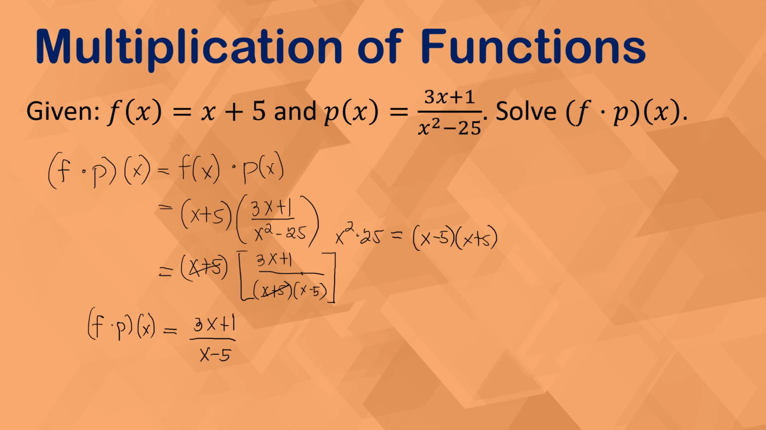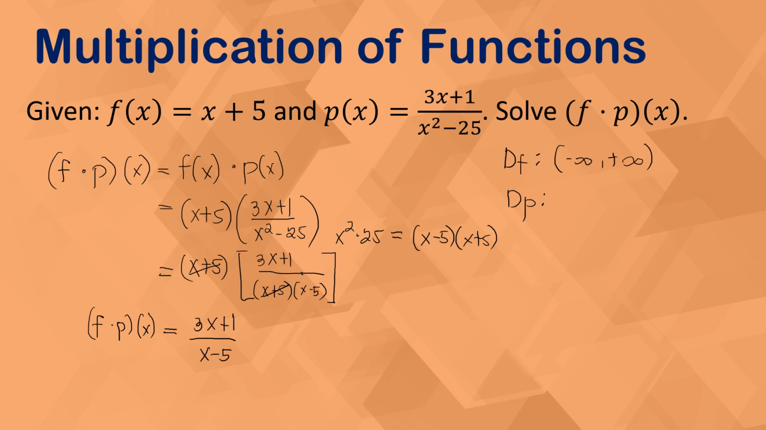For the domain of the new function, the domain of d sub f is the set of all real numbers, while for d sub p, -5 and +5 are the excluded values. For our solution, it's because if we substitute -5 or +5 for the value of x in the denominator, then it will make it 0.